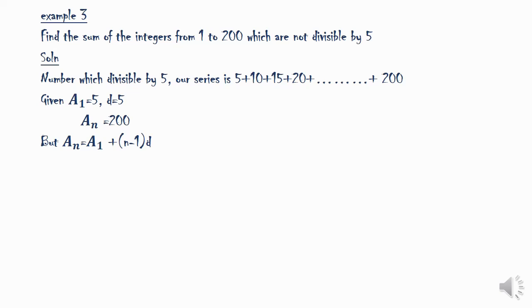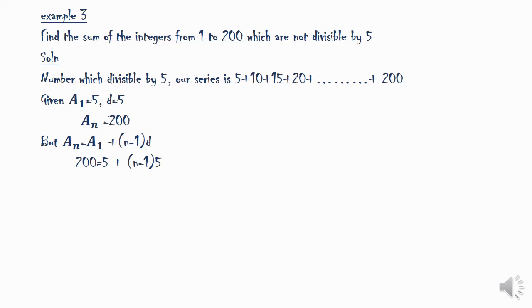How many are they? In order to get the number of terms we have to use the arithmetic progression formula or general formula. We have nth term is equal to a1 plus n minus 1 times d. Ili tupate number of terms lazima tutumie hii kanuni. Kwa hiyo basi nth term we have is 200.